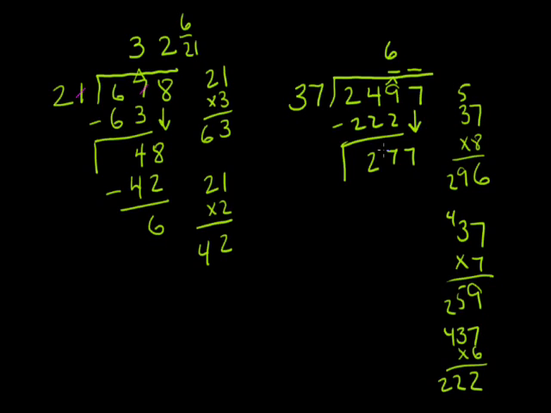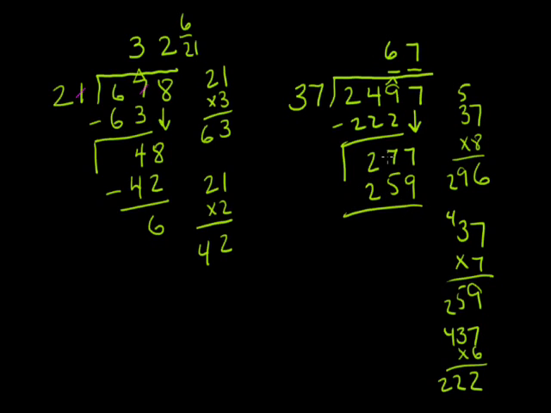Well, let's look at what we've already multiplied. Too big. Look at this. 37 times 7 is 259. That's 277. So it looks like that came in handy after all. So I'm going to write this 7 right here. 37 times 7 is 259.